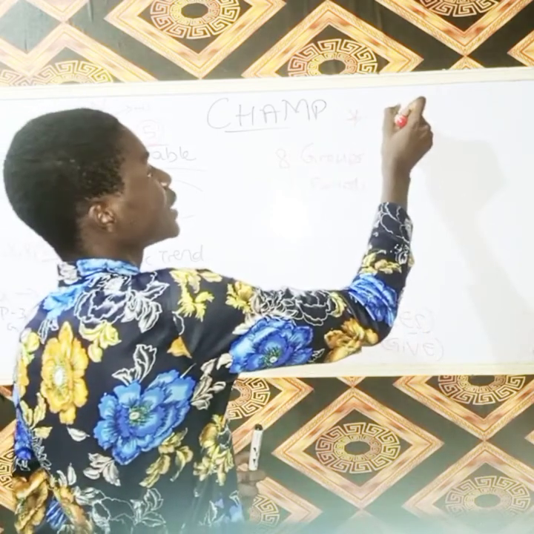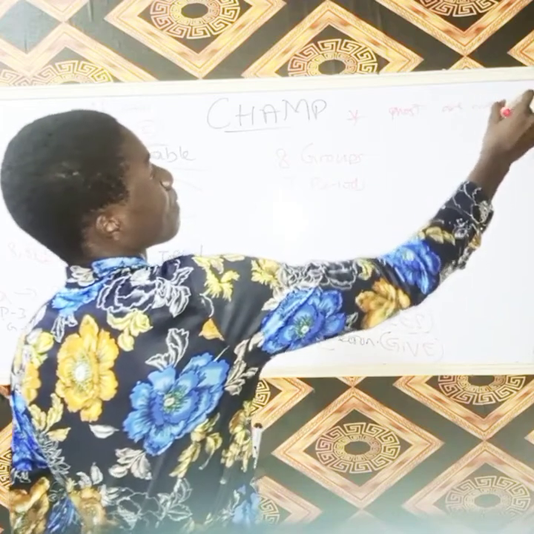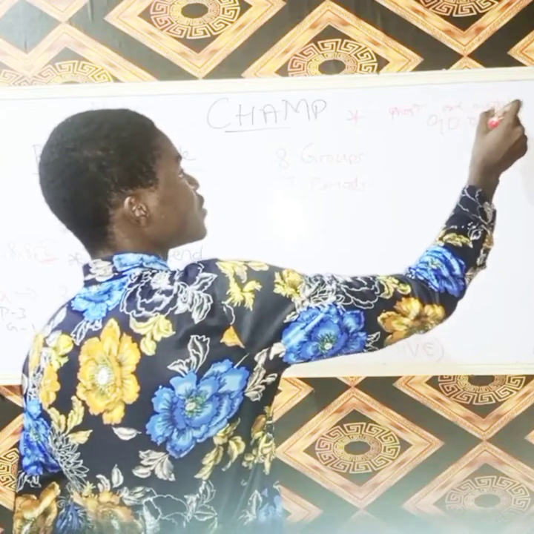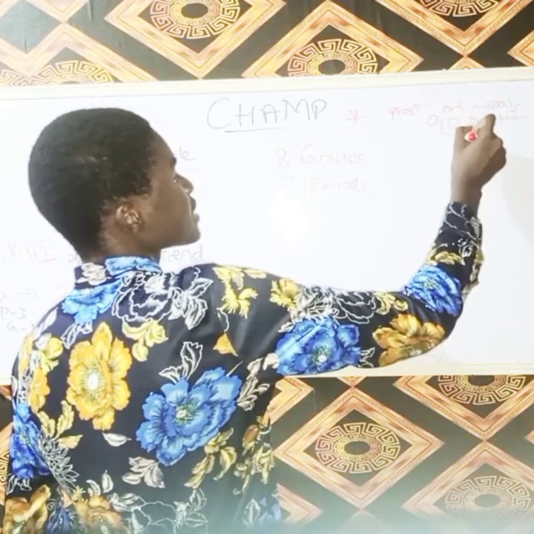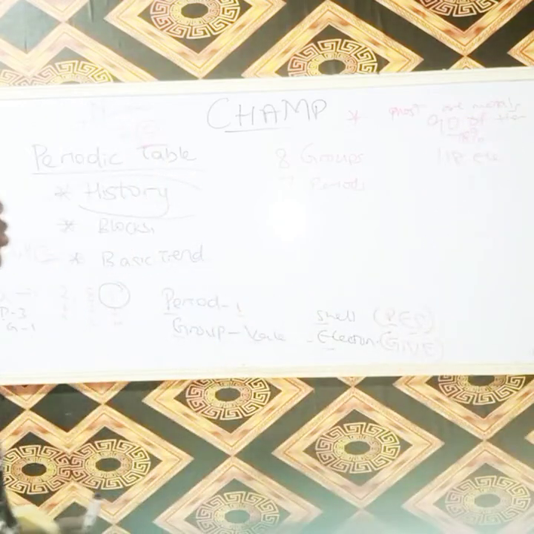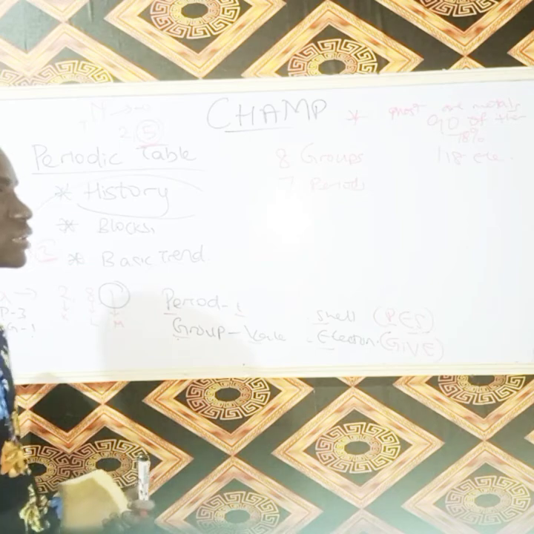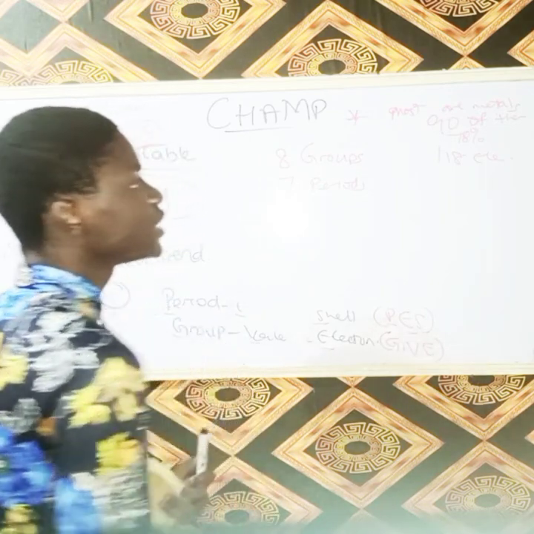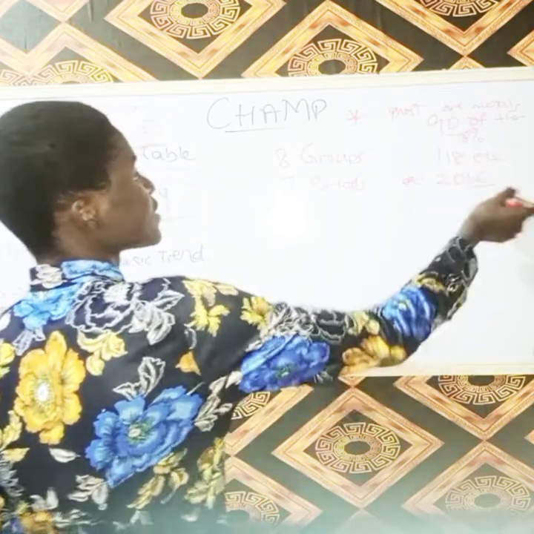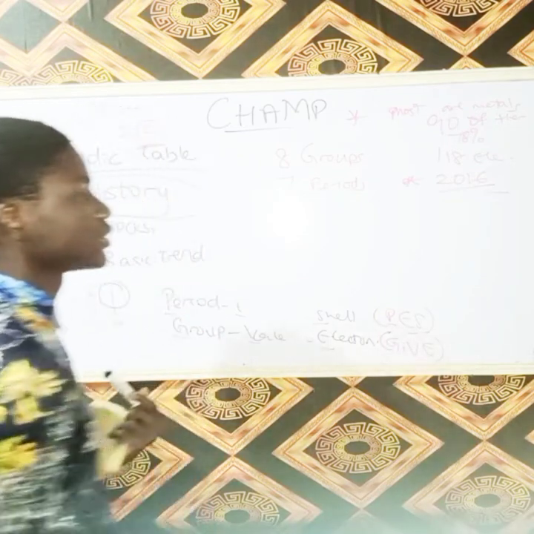Now, if I go even deeper into these, most of the elements in the periodic table are metals. Around 90 of them. We have 118 elements in the periodic table, so about 78% of the elements are metals. And the last element to be discovered in the periodic table was discovered in 2016. So that's just about that.